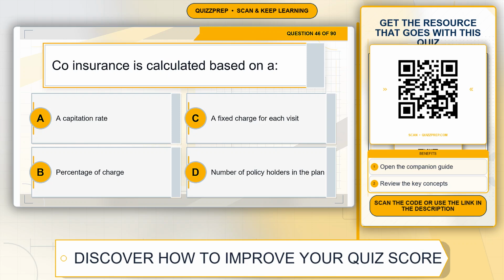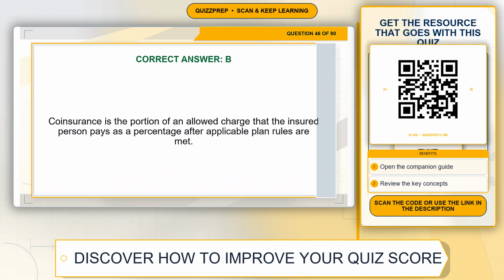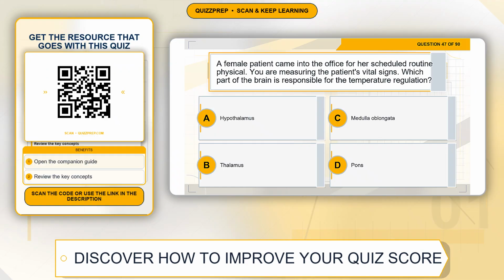Question 46. Coinsurance is calculated based on A. Option A, a capitation rate. Option B, percentage of charge. Option C, a fixed charge for each visit. Option D, number of policyholders in the plan. The correct answer is option B, percentage of charge. Explanation. Coinsurance is the portion of an allowed charge that the insured person pays as a percentage after applicable plan rules are met.